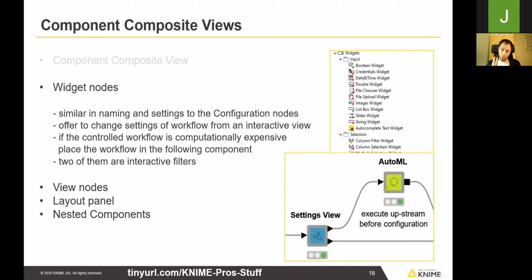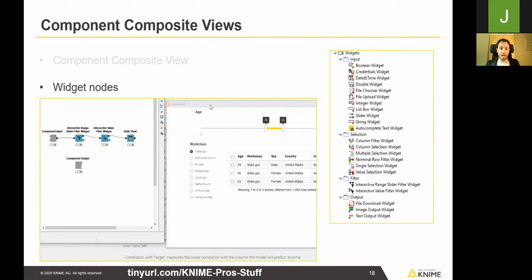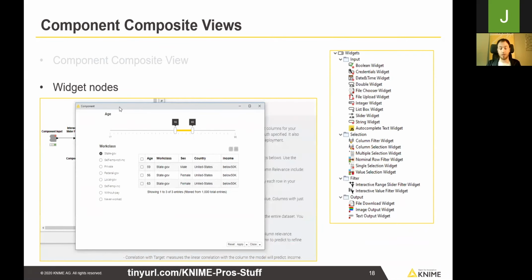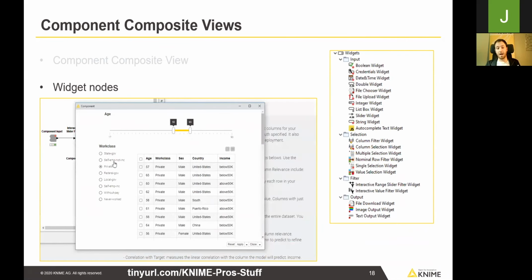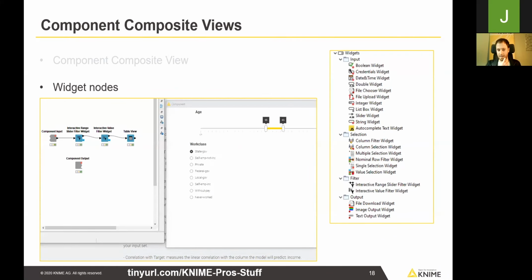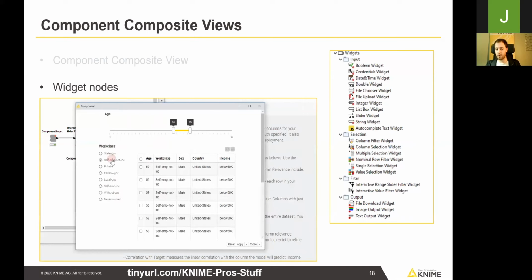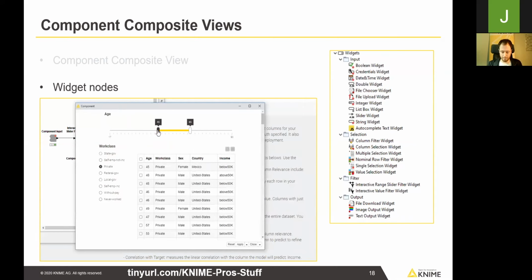In fact, there are two widgets that are especially useful for interactivity. Those are the interactive range slider filter widget and the interactive value filter widget. Those two filter widgets are interactive. You can use them, one on numerical data and the other one on categorical data. And by chaining many of them, you can really browse and filter your data a lot using that interactivity. So again, they act like widgets, but they are really useful in building interactive views.